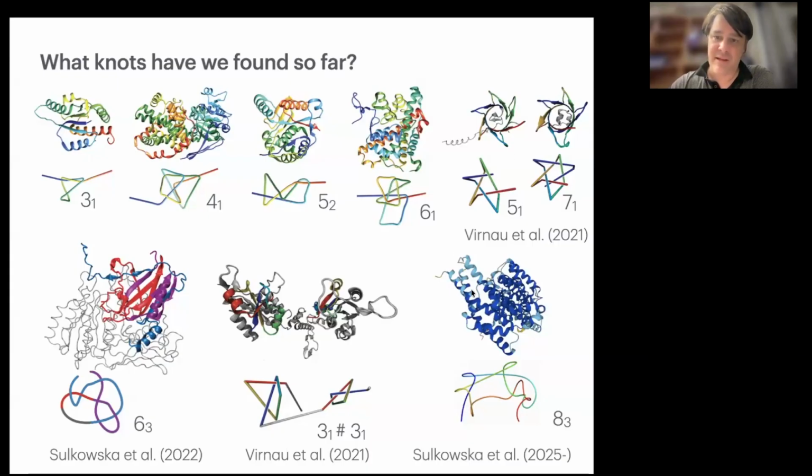But with AlphaFold, people found more and more complex knots. So very lately, I think this 8-3 was found. Then we have 6-3. Then we even have a connected sum, which means that we have 2 trefoils inside one protein. And then we have this nice 5-1 and 7-1 knots.